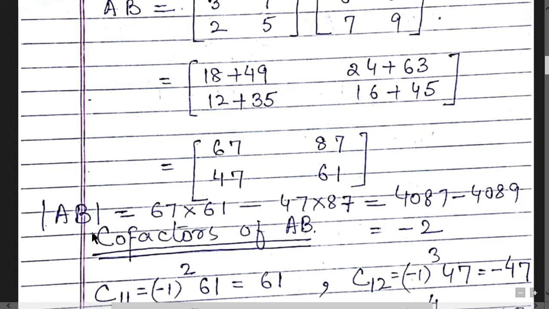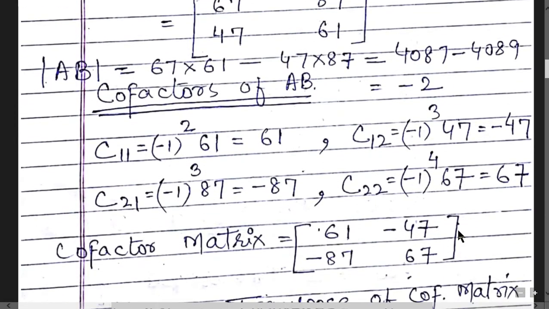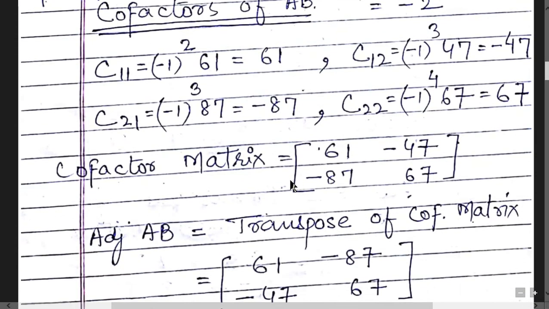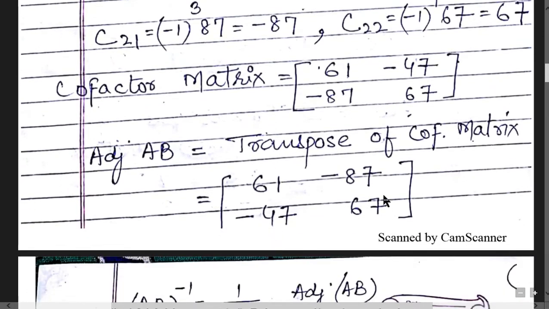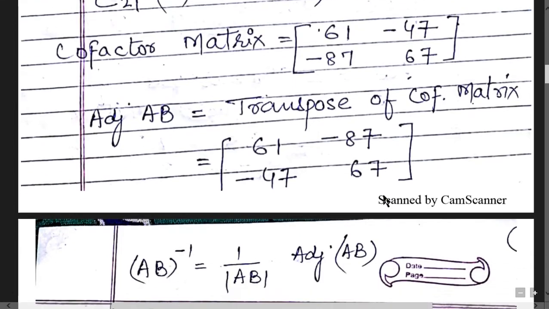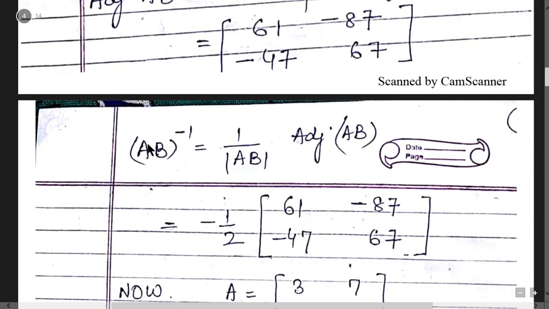What about modulus of AB? 67 into 61 minus 87 into 47. 4087 minus 4089, it's minus 2. Now write the cofactors of AB, then cofactor matrix, then take the transpose of cofactor matrix. Then write AB inverse. And you have to prove AB inverse is equal to B inverse into A inverse. Basically, it's our target in this question.